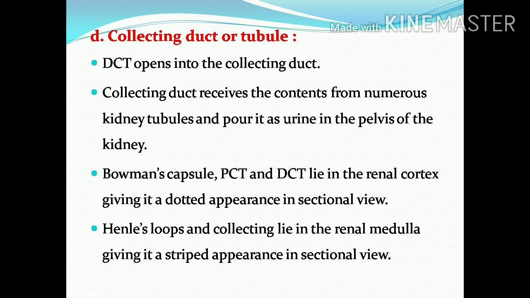Whatever the end product we get in the collecting duct is called urine. That urine is later poured into the renal pelvis region of the kidney. The renal pelvis is the expanded region where the ureter enters the kidney. That expanded part is called the pelvis. So the urine formed in the collecting duct pours into the pelvis, and through the pelvis it goes to the ureter, then the urinary bladder.